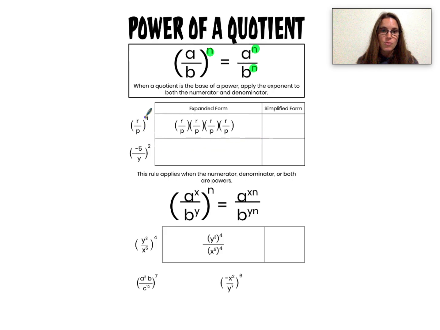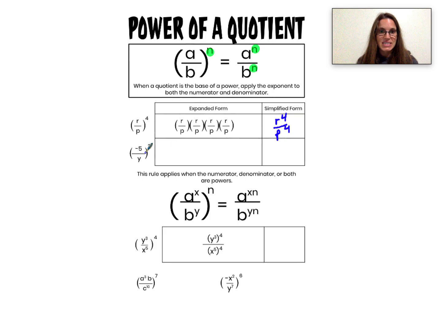R over p raised to the fourth power is r divided by p times r divided by p times r divided by p times r divided by p, which is not just r to the fourth over p, but r to the fourth divided by p to the fourth. There are 4 factors of r in the numerator, 4 factors of p in the denominator.